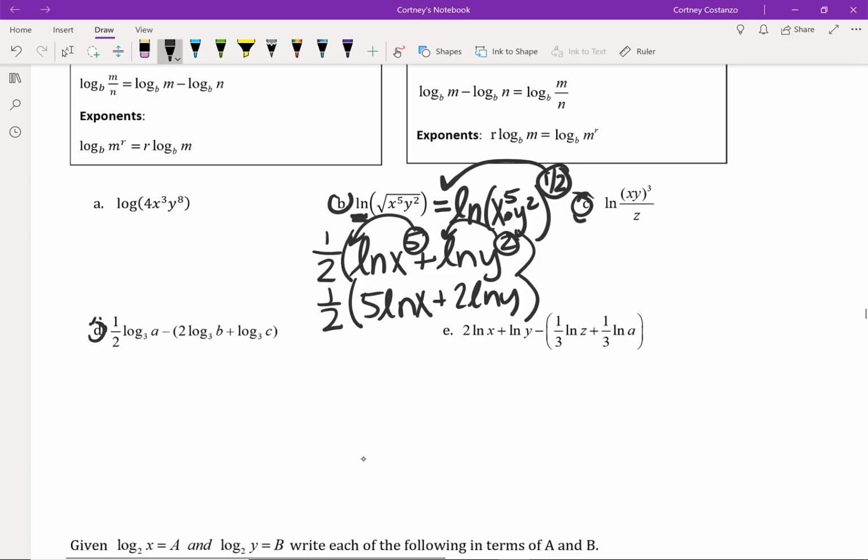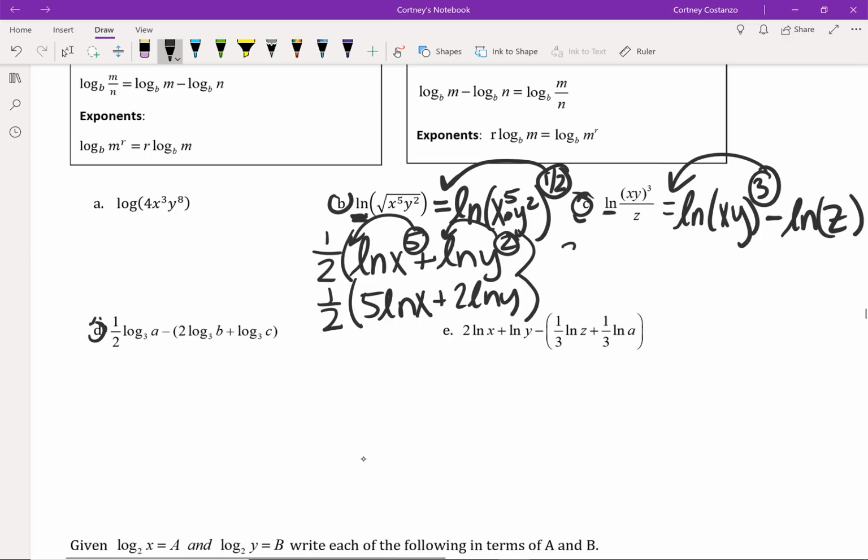All right, so let's expand letter C. Again, I knew it needed to be expanded because it's written in terms of a single log. I'm going to write it in terms of multiple logs. All right, so the first thing I want to do is maybe get rid of that division. So maybe natural log of xy cubed minus natural log of z. So now I got rid of the division. Now let's get rid of that exponent here.